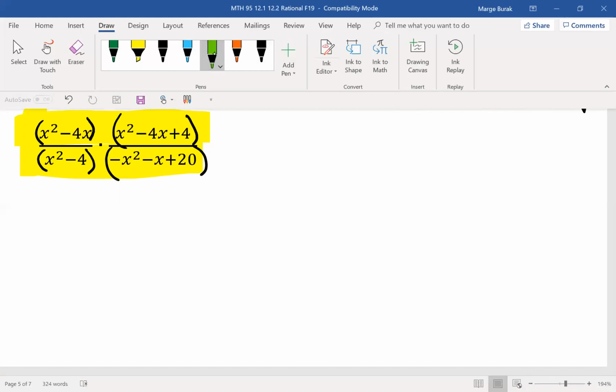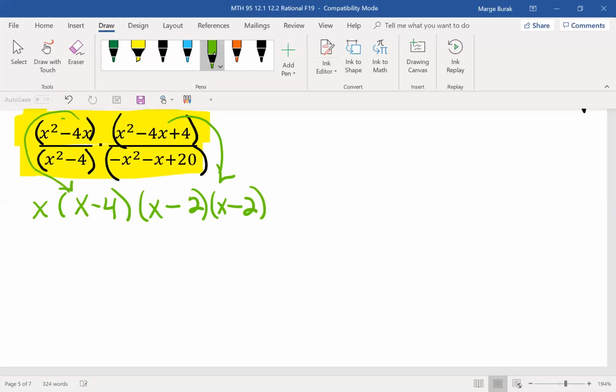So let's look at the first one and pull an x out of there, and then we're left with x minus 4. Now next to it is x squared minus 4x plus 4. That's a trinomial. So I'm going to change that into x times x, 2 times 2, minus minus. Okay, so that one went here, that one went here. Okay, that's all my numerator.